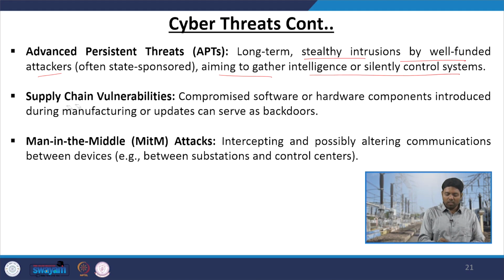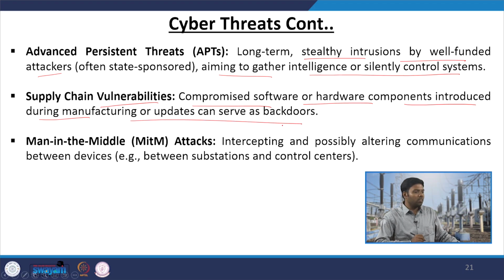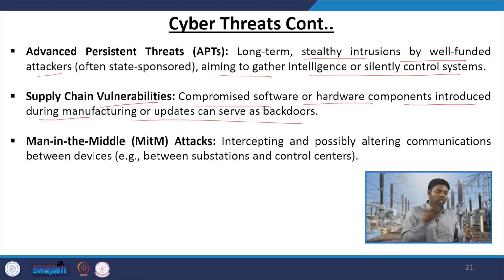Okay. Supply chain vulnerabilities: compromised software or hardware components introduced during manufacturing or updates can serve as backdoors. That means when you are purchasing a device, at that time only that bad software or bad hardware is installed in it. So whenever you connect that device with your power system, obviously you are connecting a bad thing with your system. The hacker need not attack or infiltrate your system; it is already having a bad thing.